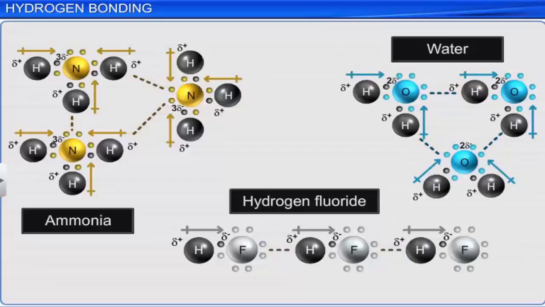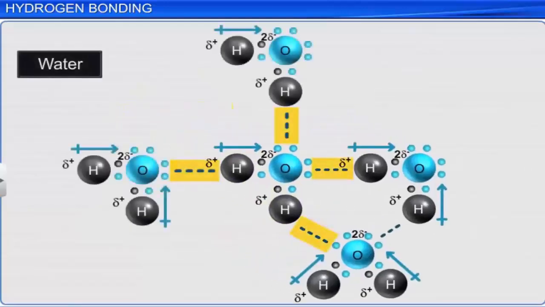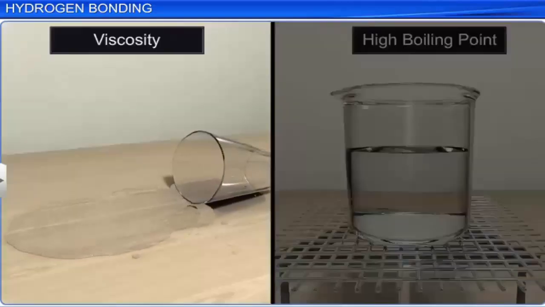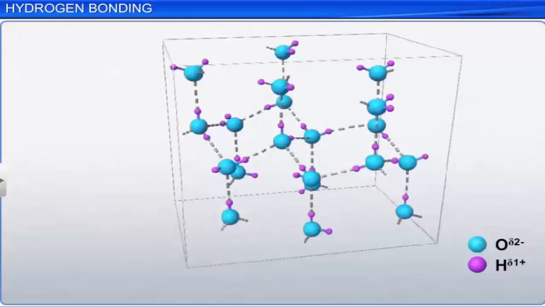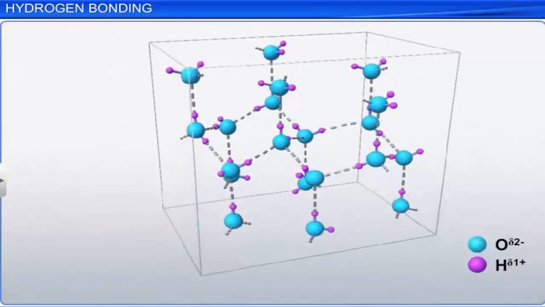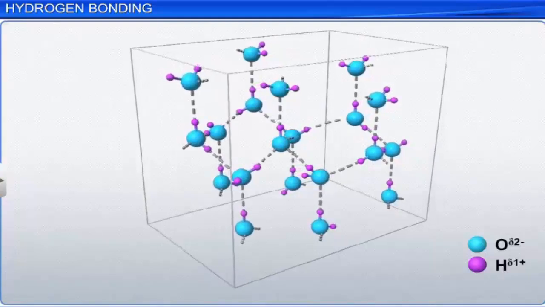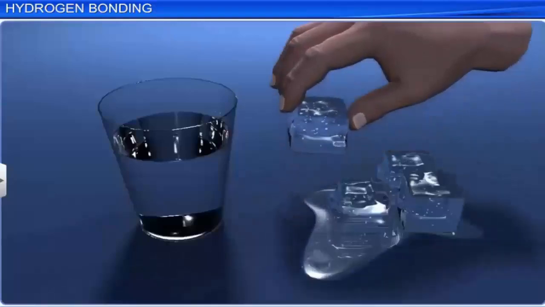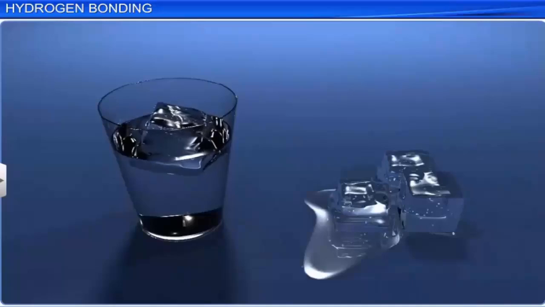For example, in water, each molecule can form 4 hydrogen bonds, giving its viscosity and high boiling point. In ice, the hydrogen bonds create an open, hexagonal lattice crystal structure, reducing the density of ice compared to water at the same temperature. This is why ice floats on water.